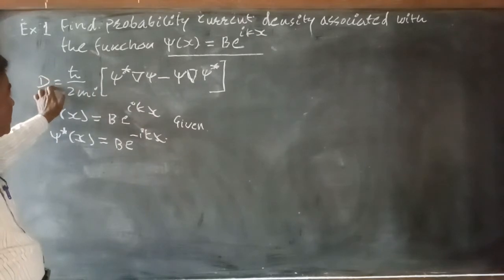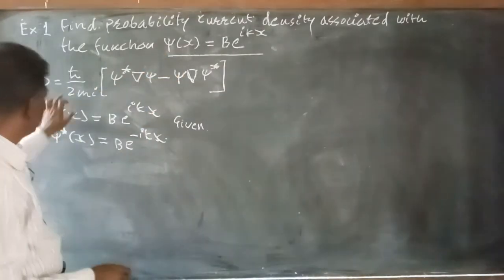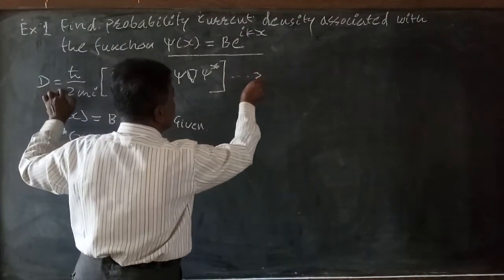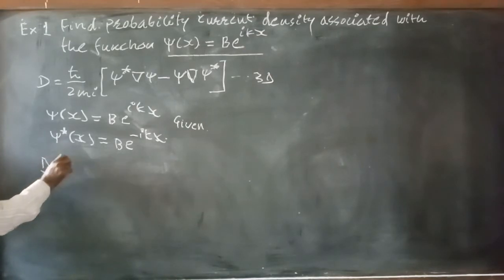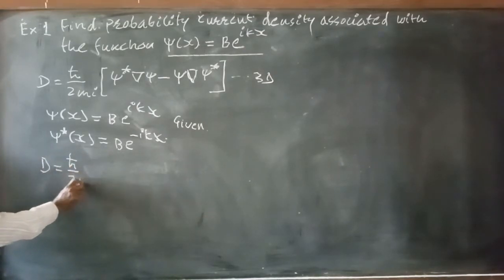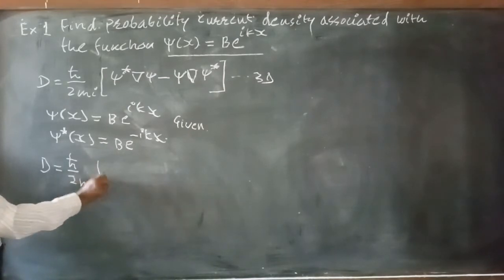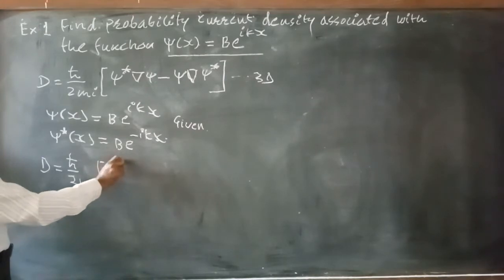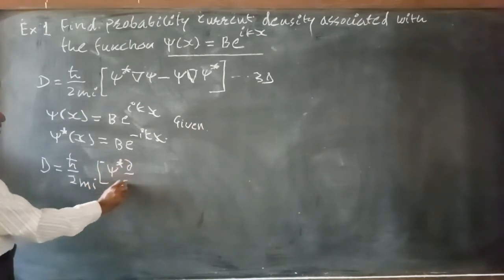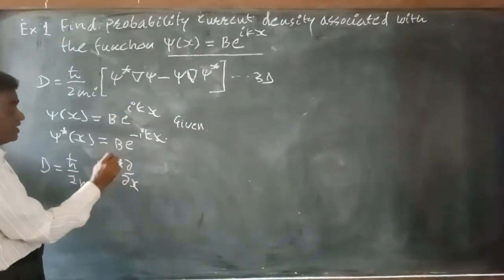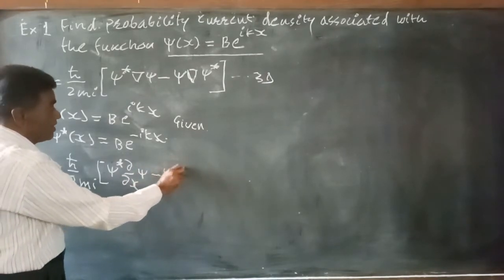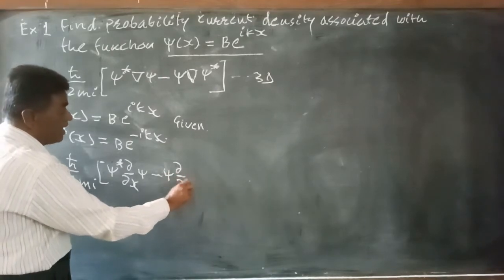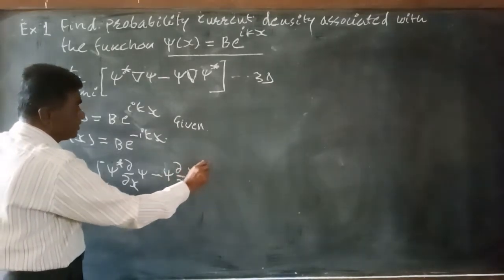Now we will write this equation. The general form is three dimensional, but this is the one dimensional case. So the probability current density associated with the wave function can be written as D equals h cross divided by 2m times (psi star del by del x psi minus psi del by del x psi star), where the value of del in the one dimensional case is del by del x. Now we will solve it.